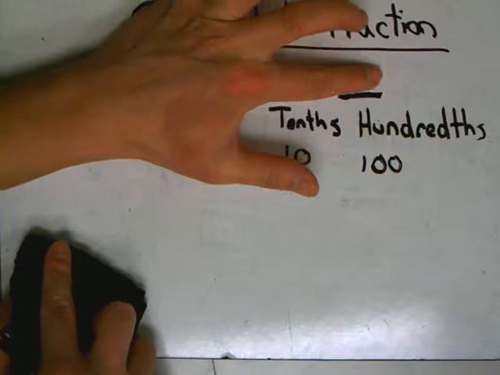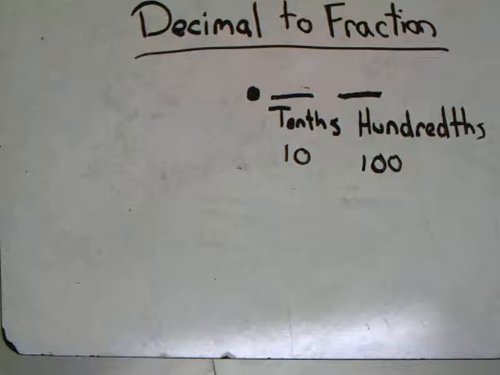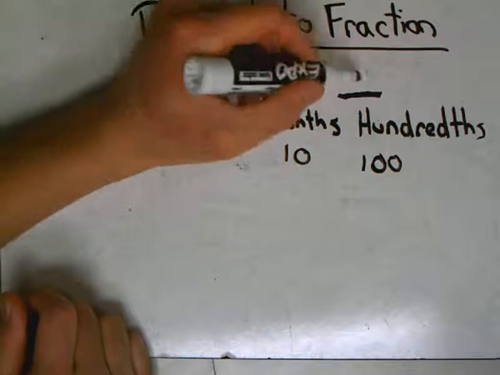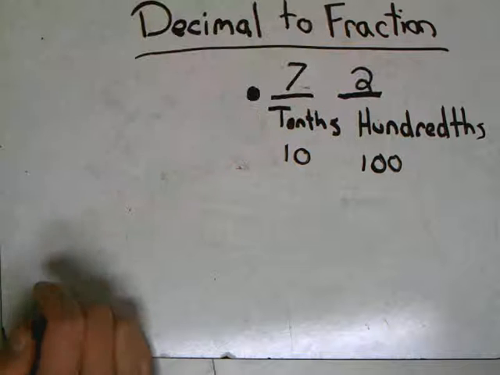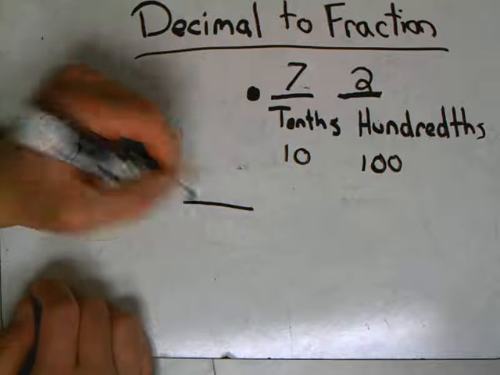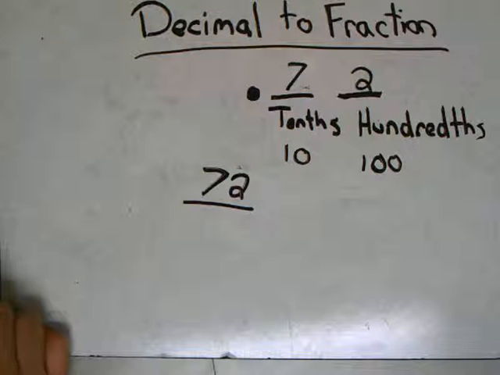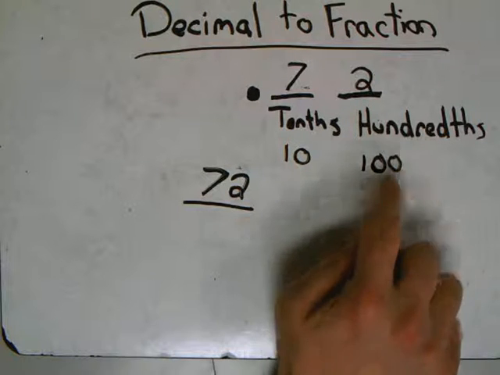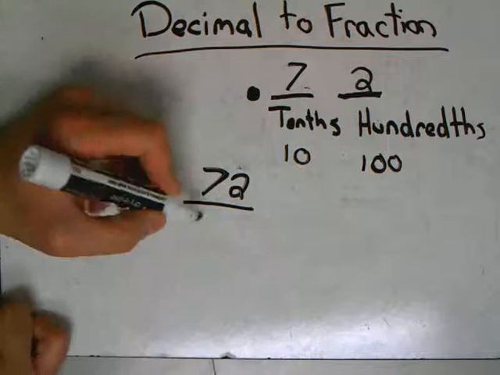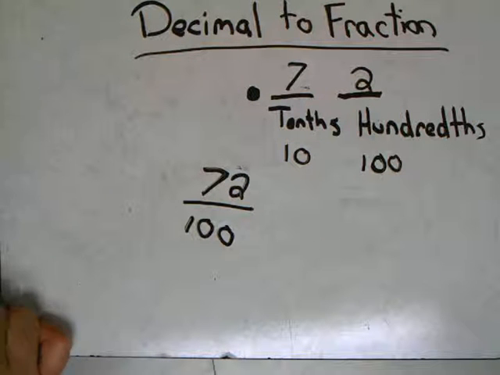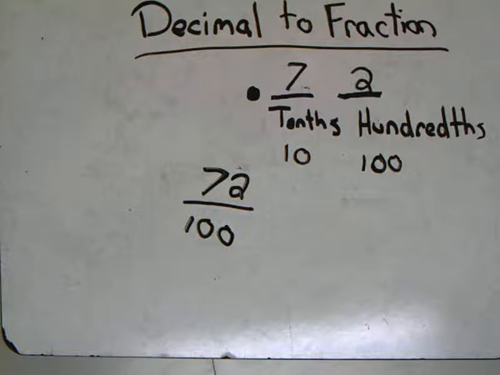Let's say I gave you the decimal with 7 in the tenths and 2 in the hundredths. This would be 72 hundredths. I know my new numerator because 72 is what I'm going to write down here. I also know my denominator because I want to look at my place values and which place value goes farthest to the right. That's the hundredths place value. So I'm going to go ahead and write 100 underneath for my denominator. I now have 72 over 100, or 72 hundredths, that I created, and that's how I change decimals to fractions.